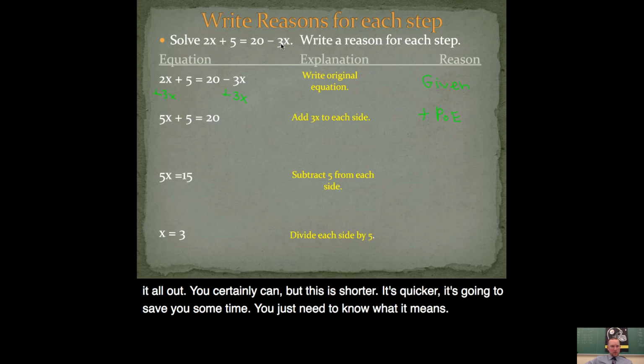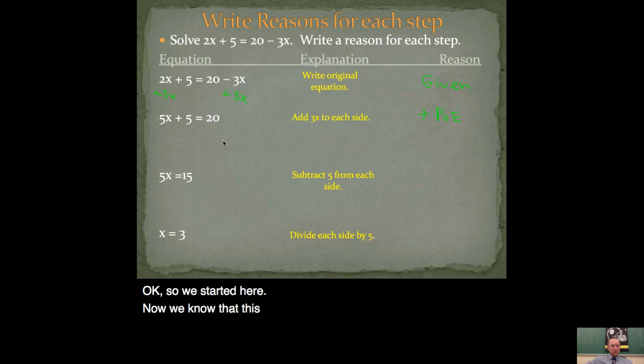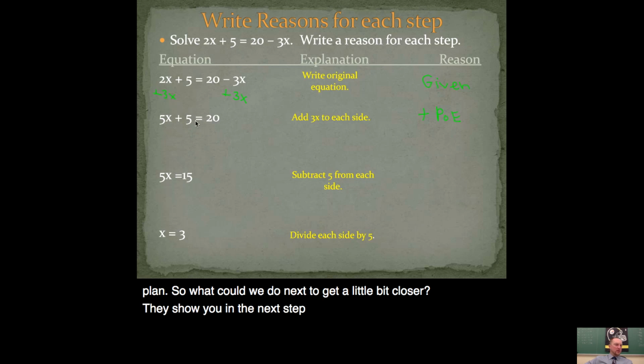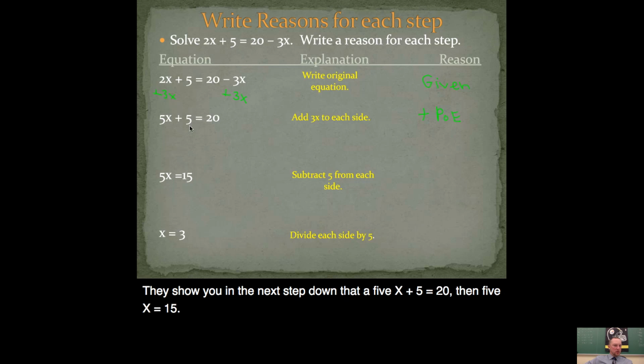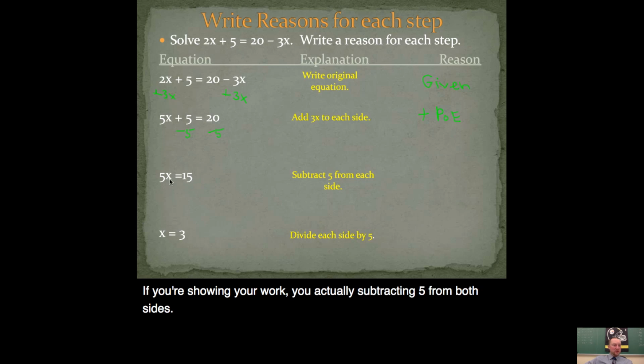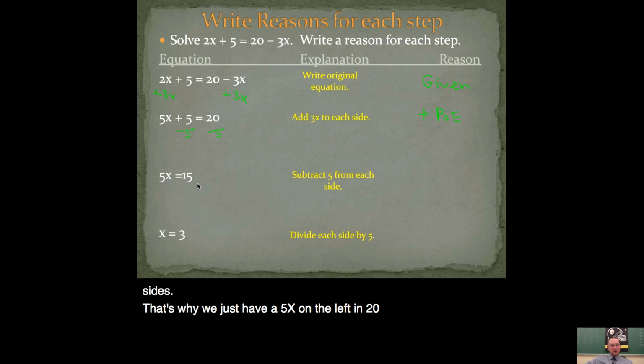Okay, so we started here. Now we know that this is true as well. Well, we need to solve this for x. That's where we're going. That's our plan. So what could we do next to get a little bit closer? They show you in the next step down that if 5x plus 5 equals 20, then 5x equals 15. Well, how did you get 5x by itself? If you're showing your work, you're actually subtracting 5 from both sides. That's why we just have a 5x on the left, and 20 minus 5 is 15.